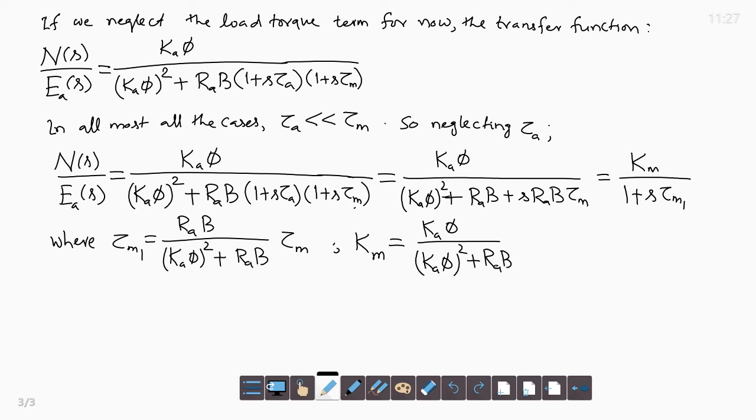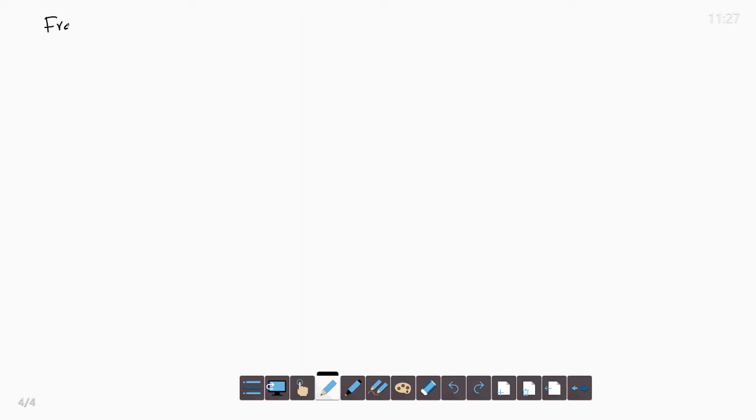Here, tau M1 is tau M multiplied by this term, and the denominator is greater than the numerator. So tau M1 is less than tau M.